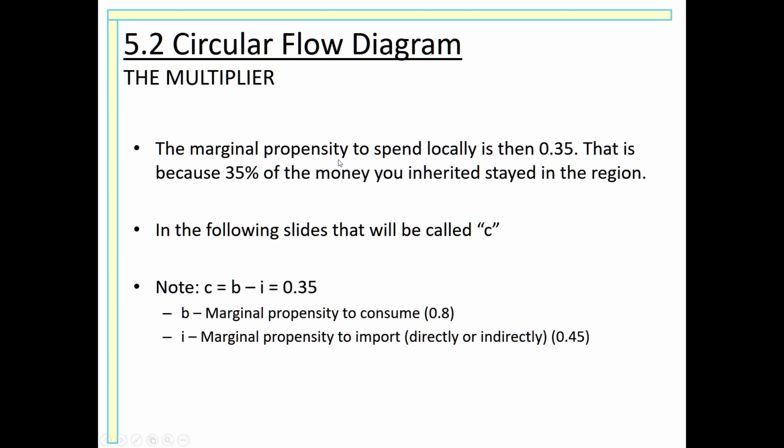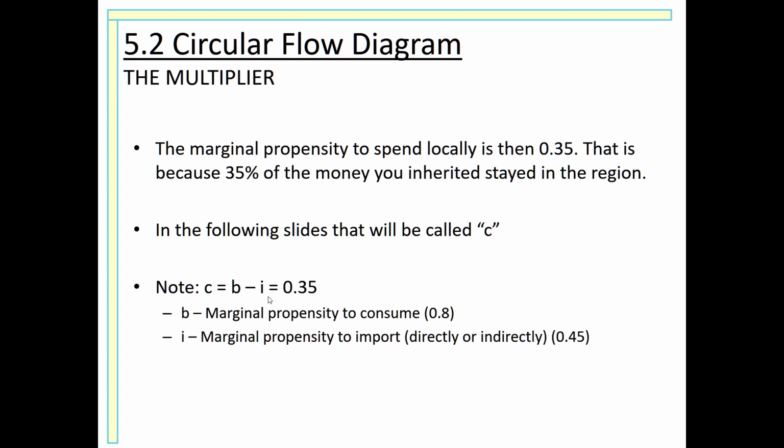So the marginal propensity to spend locally is 0.35. That is because 35% of the money you inherited stayed in the region. In the following slides, that will be called C. Now notice that C, the marginal propensity to consume locally, is B, which is your marginal propensity to consume, minus little i, which is your marginal propensity to import directly or indirectly.